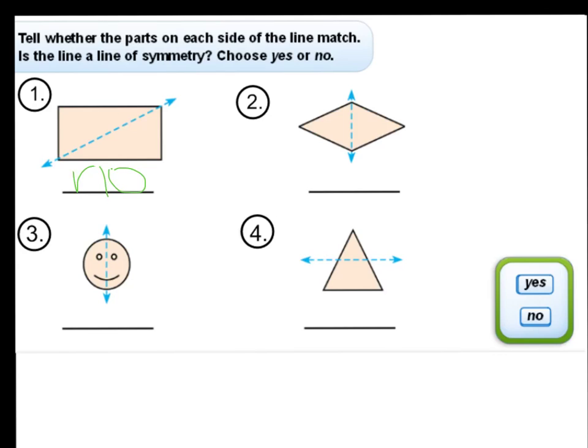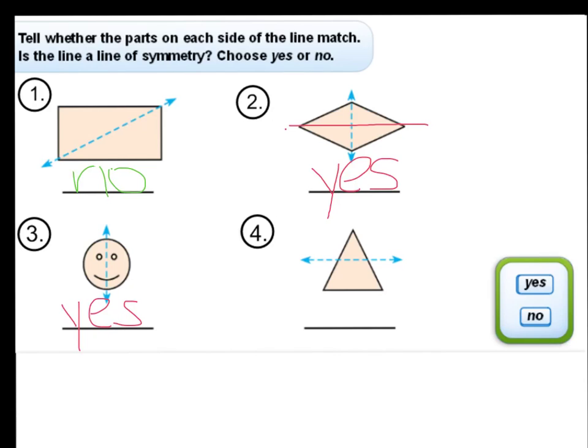Now, for number 2, if you wrote the correct answer, yes, you are right. This one does have a line of symmetry where the blue line is at. Now, if you look closely, there's actually another line of symmetry right there. Now, for number 3, we also have a line of symmetry. So if you wrote yes, you are also correct.